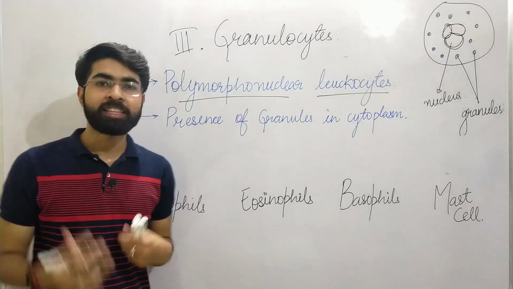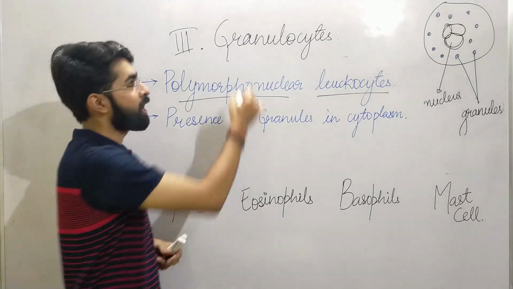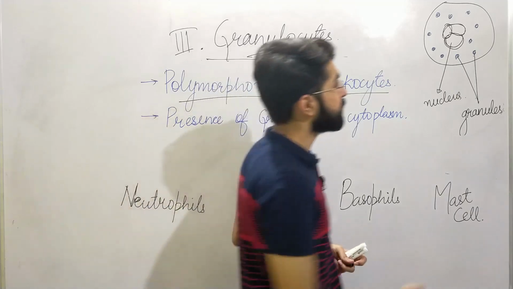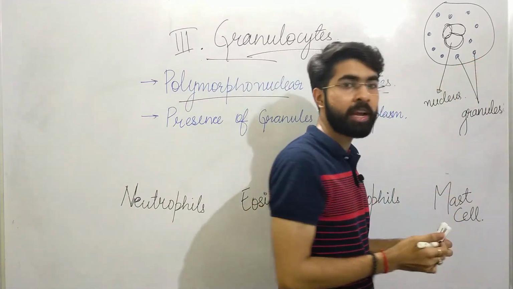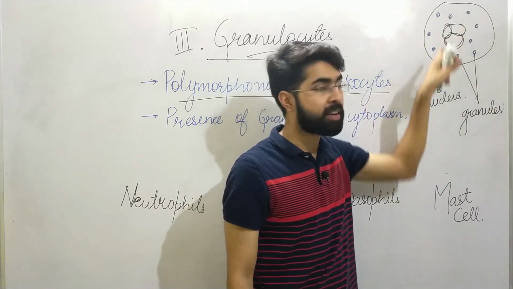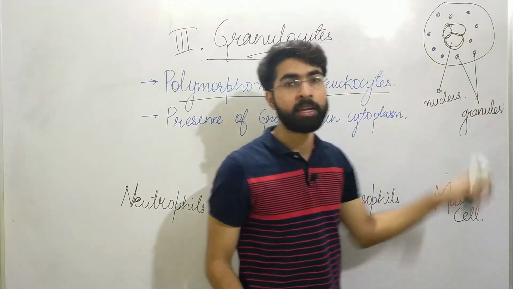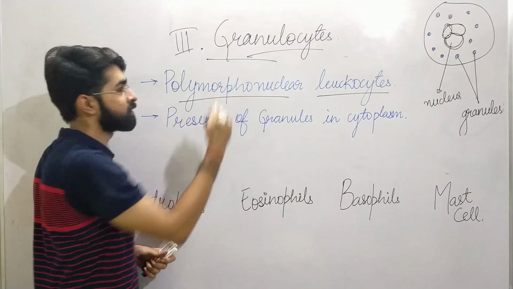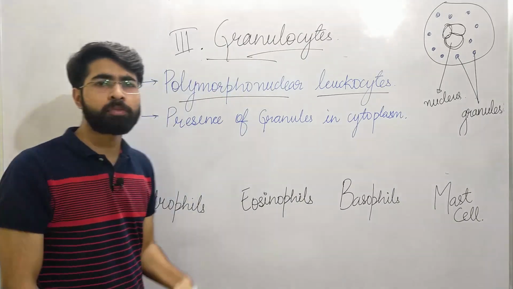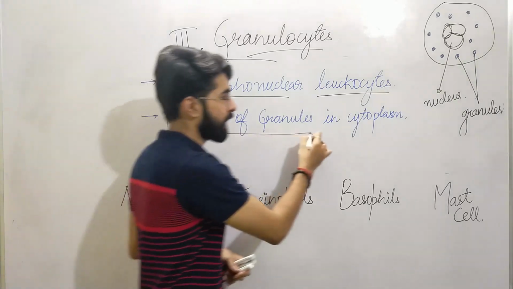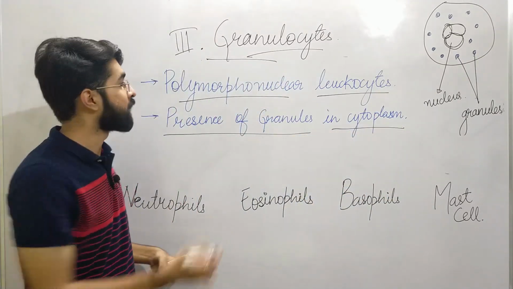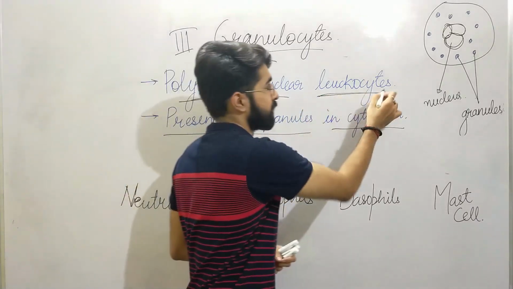Hello guys, let us study about granulocytes. As the name suggests, these cells contain granules in them. You can see from the diagram that these blue colored parts are the granules in the cytoplasm. That's why they are named granulocytes. These are also at times known as polymorphonuclear leukocytes.